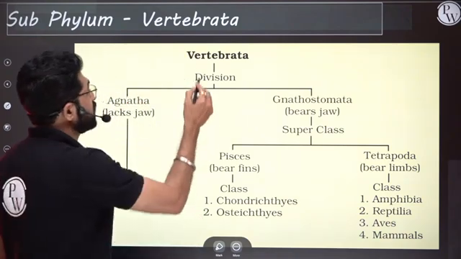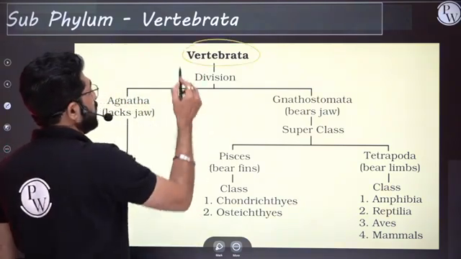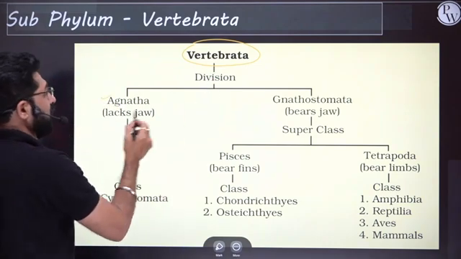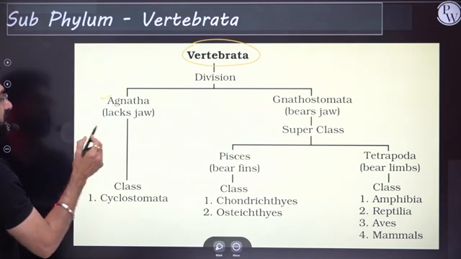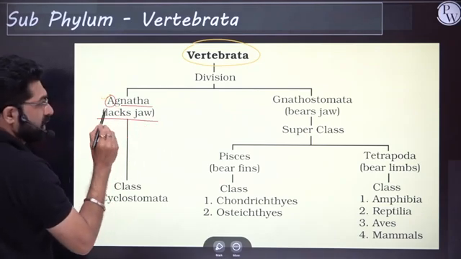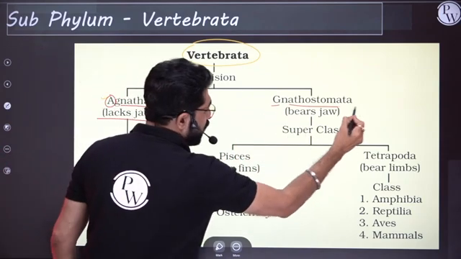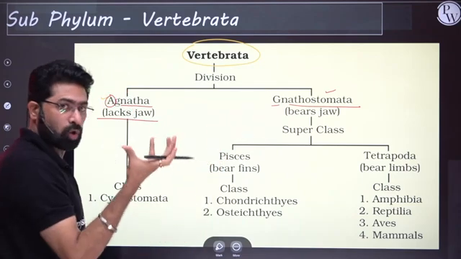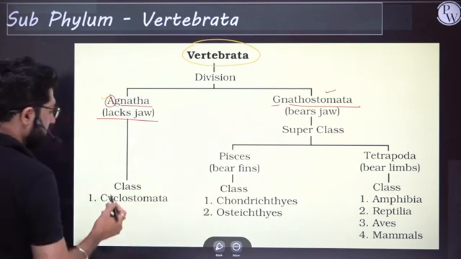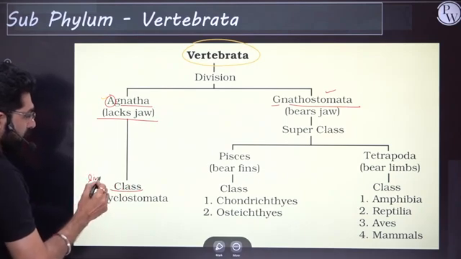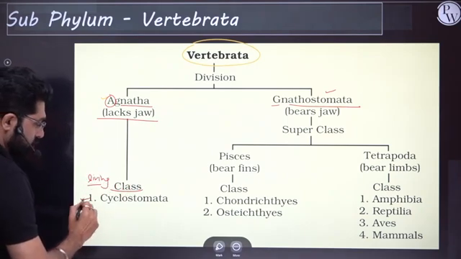Subphylum vertebrata is grouped under two divisions: Agnatha and Gnathostomata. Agnatha means no jaws; A means no. So no jaws, that is Agnatha. Gnathostomata means they have jaws. Stoma means mouth, and the mouth bears jaws. In Agnatha they have only one living class, that is Cyclostomata.